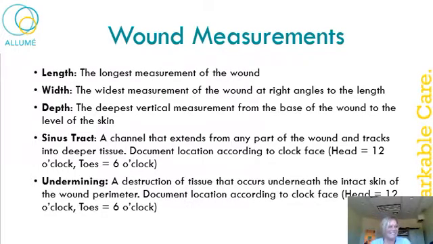Sinus tract: a channel that extends from any part of the wound and tracks into deeper tissue. Document location according to a clock face. Head equals 12 o'clock, the toes equal 6 o'clock. This is also known as tunneling. Then there's undermining: a destruction of tissue that occurs underneath the intact skin of the wound perimeter. Document the location according to the clock face again. Head 12 o'clock, toes 6 o'clock.